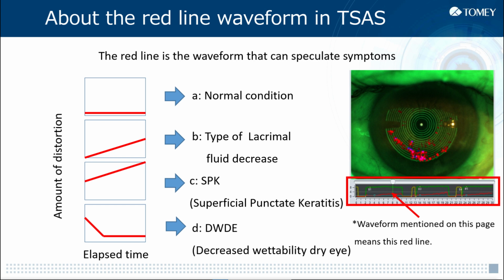In such a case, MR6000 performs offset processing automatically, so it can be evaluated without being affected by SPK etc. And the last one is an example of decreased wettability dry eye, in which the distortion is observed from the beginning but the amount of distortion decreases. So this red line is not only for checking the amount of distortion but also helps to diagnose dry eye.